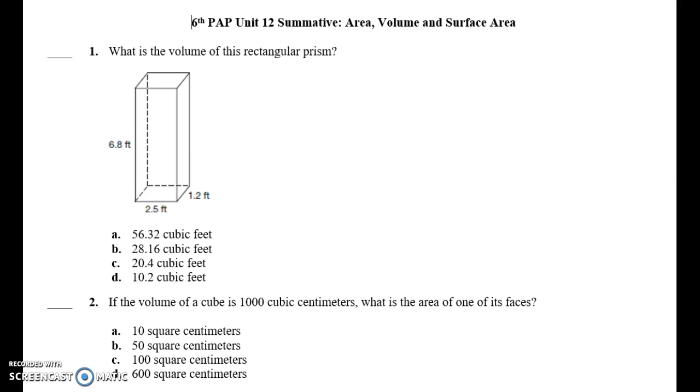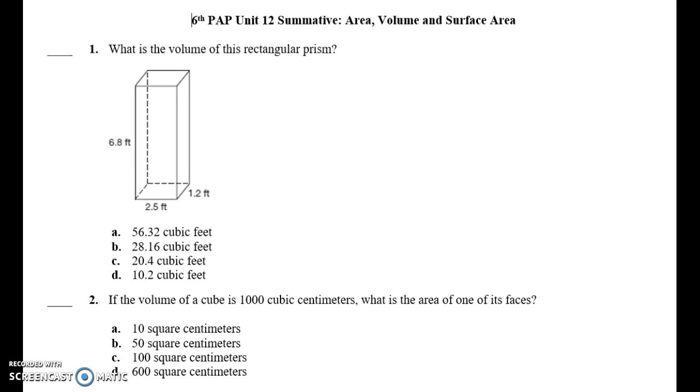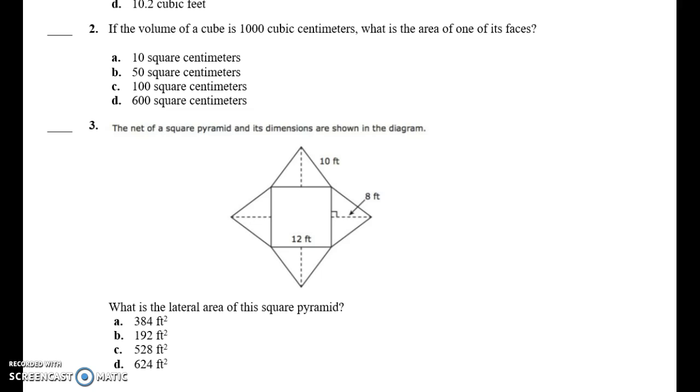Number 2. If the volume of a cube is 1,000 cubic centimeters, what is the area of one of its faces? A. 10 square centimeters. B. 50 square centimeters. C. 100 square centimeters. D. 600 square centimeters.